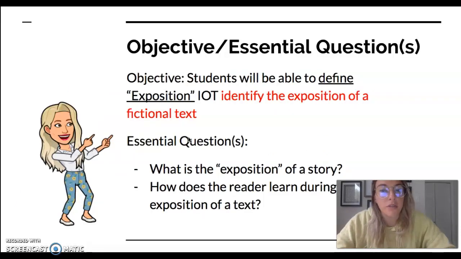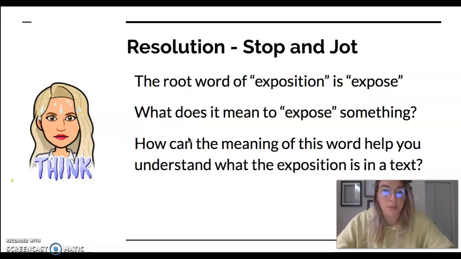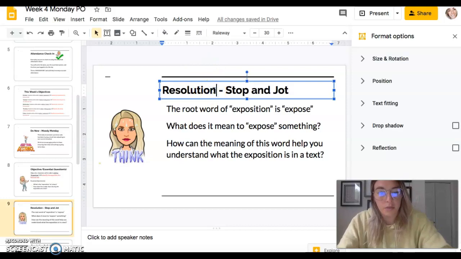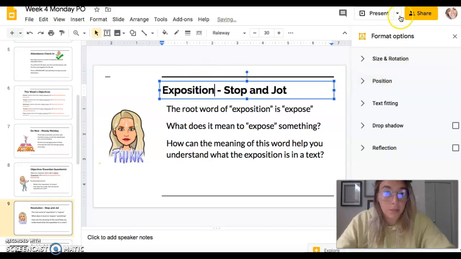All right, so the objective and essential question: you are going to define exposition in order to identify the exposition of a fictional text. Your essential question: what is the exposition of a story and how does the reader learn during the exposition of a text? This is supposed to say exposition. Once again, making mistakes. We're going to fix it. It's very hard to proofread all these things that I have to do. There we go. Exposition.